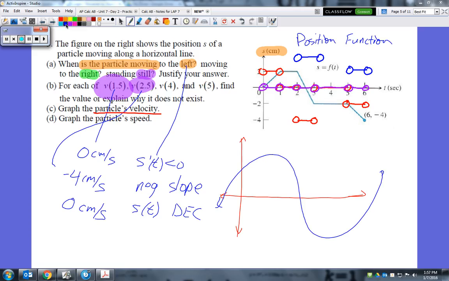Velocity graph. Now let me fix something because something's wrong. Alright, so velocity graph. Now, looking at this, when am I speeding up? When it's above 0. When it's above 0. That's what he says. Any other? When it's above 0 and increasing.